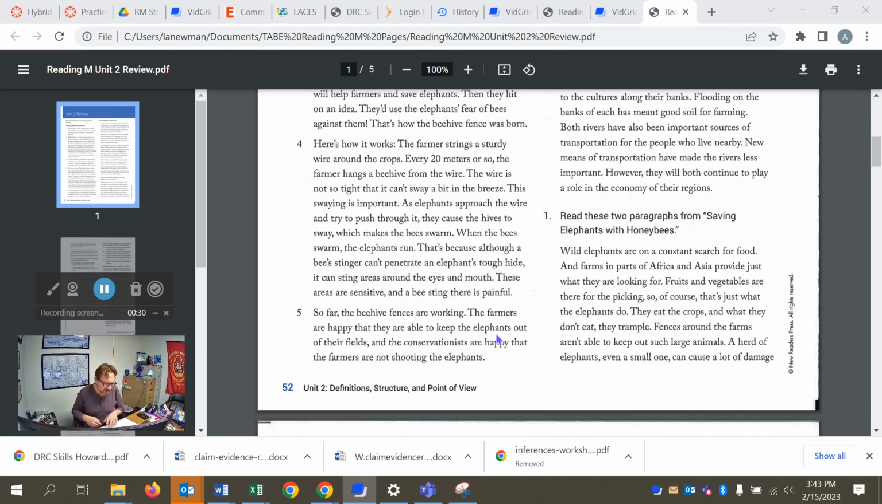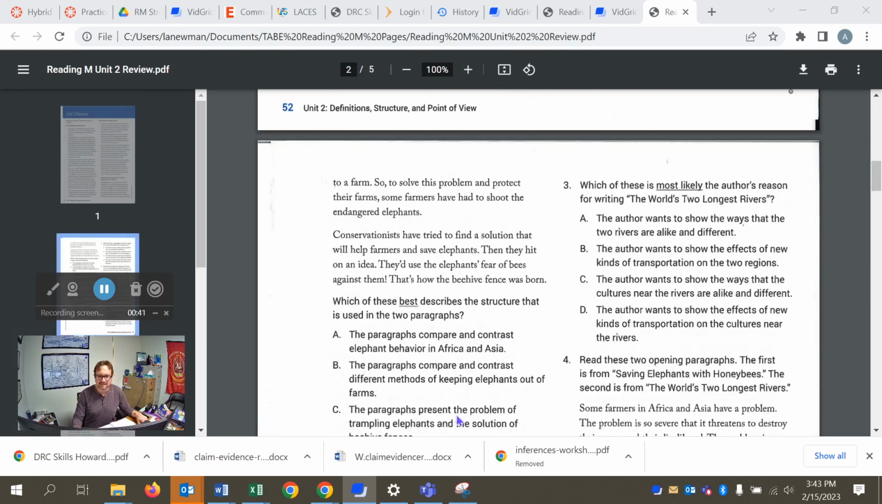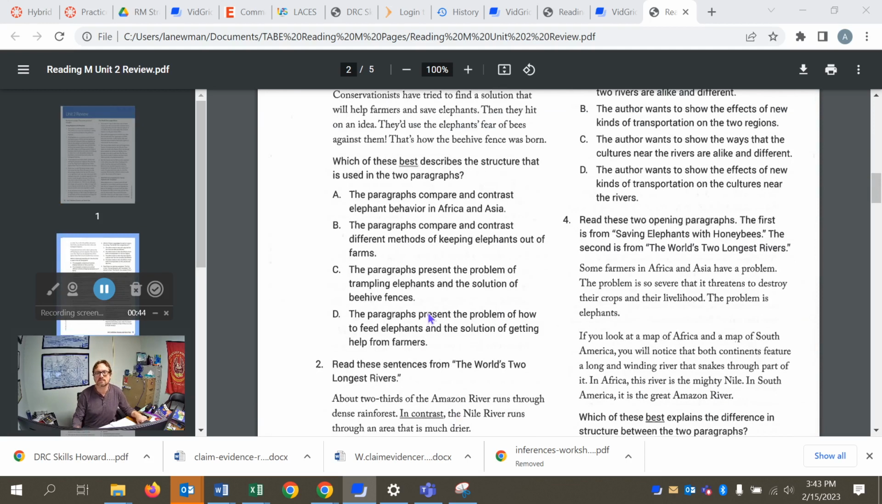Okay, so number one, long question here, but which of these best describes the structure that is used in the two paragraphs, and it is C. The paragraphs present the problem of trampling elephants and the solution of beehive fences. So we're dealing with text structures here, problem, solution, text structure. And I think the point that I made in that lesson is that the whole of a passage can have a structure, but then paragraphs or sections within that passage could have their own structure. So we could actually have them nested within each other, so to speak.